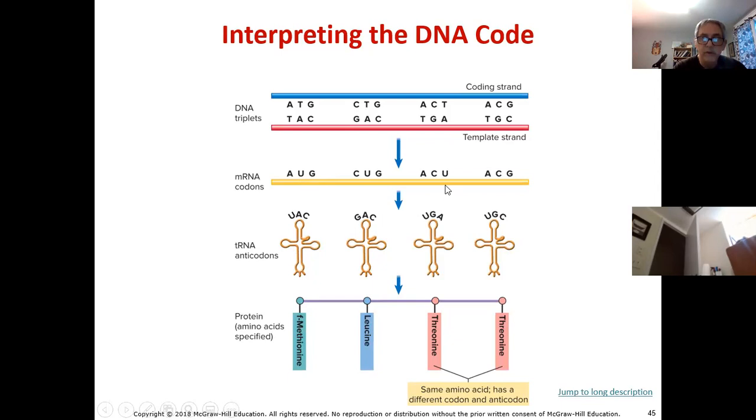CUG is leucine. Threonine is ACU, and ACG is also. You see both of these begin with AC. The third codon is different, but it gives you the same amino acid.